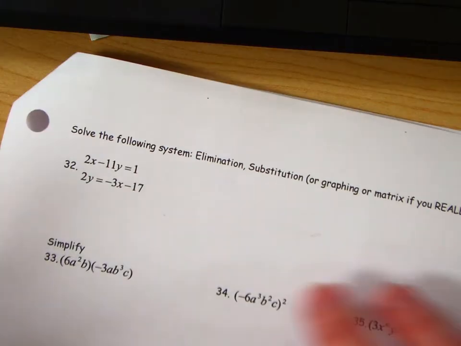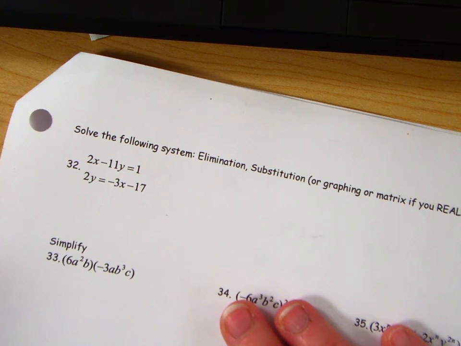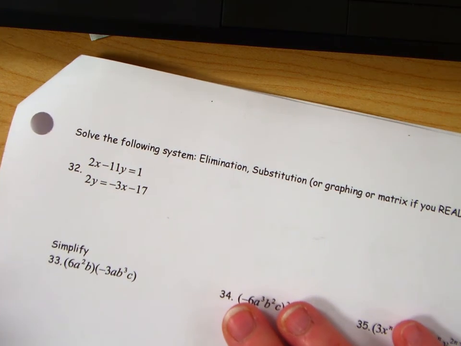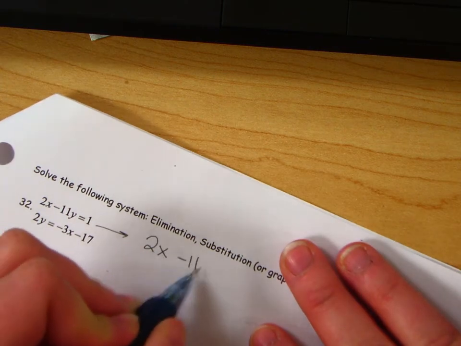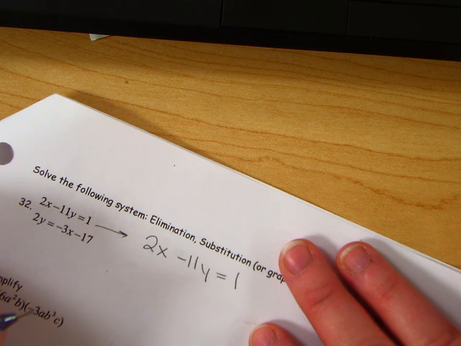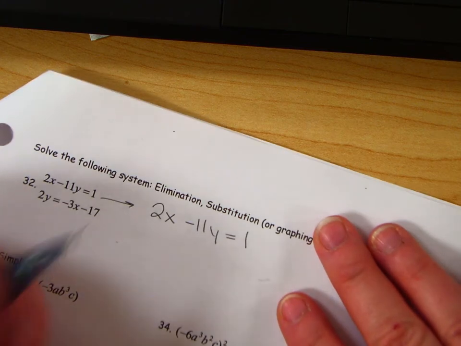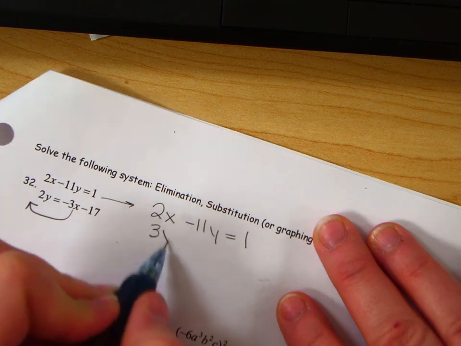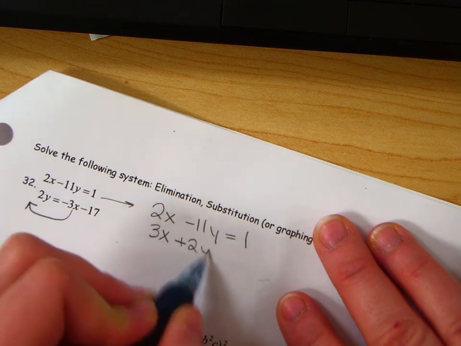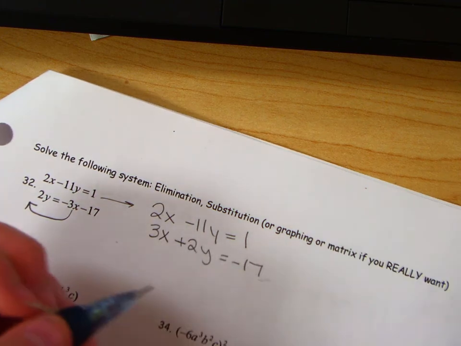Alright, we're getting closer. Solving systems. A lot of you guys liked elimination, so I'm going to solve this using elimination. Please keep them in standard form, so that you're going to have 2x minus 11y equals 1. And this one we're going to need to add the 3x to the other side. Positive 3x, positive 2y, negative 17.